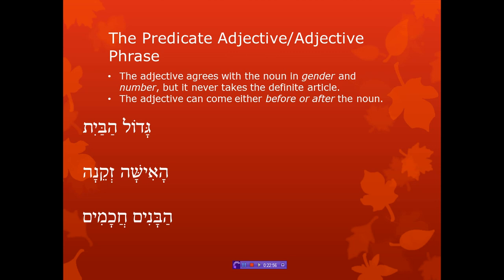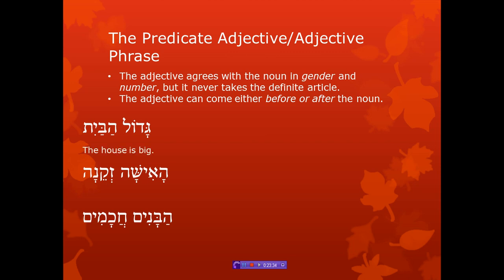Gadol habayit. We've already noticed a configuration of these words in the previous slide, but there's something different here. Notice how habayit has the definite article on it. We know that this means the house. But why doesn't Gadol have it? Because this is how the predicate adjective works. It does not agree with the noun in terms of definiteness, so we translate this as the house is big.